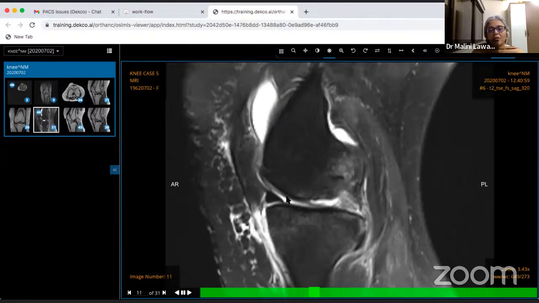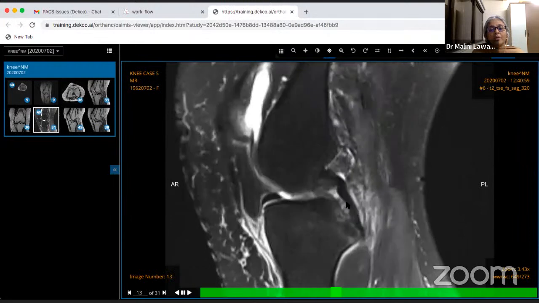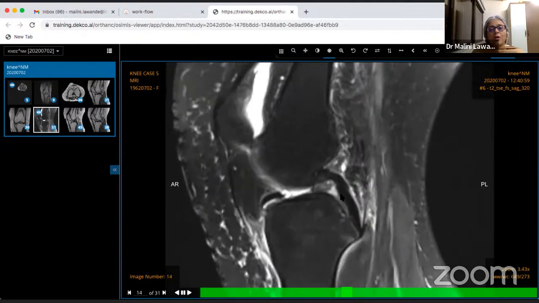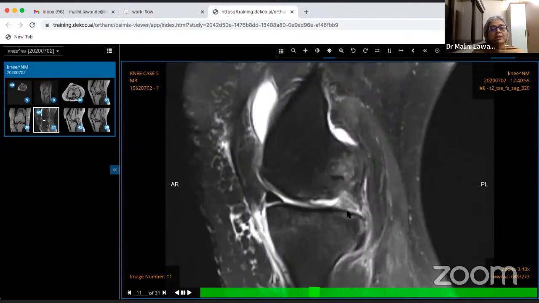This is the anterior horn, but there's no posterior horn at all. Normally, you should see the posterior horn going all the way up to the PCL. This is the posterior cruciate ligament. Up to this section, I should have seen it, but it falls short.